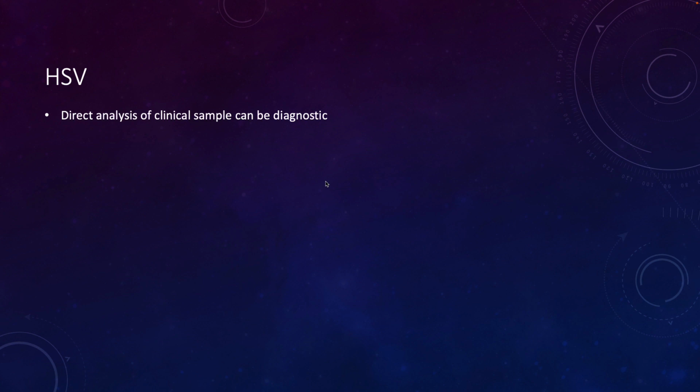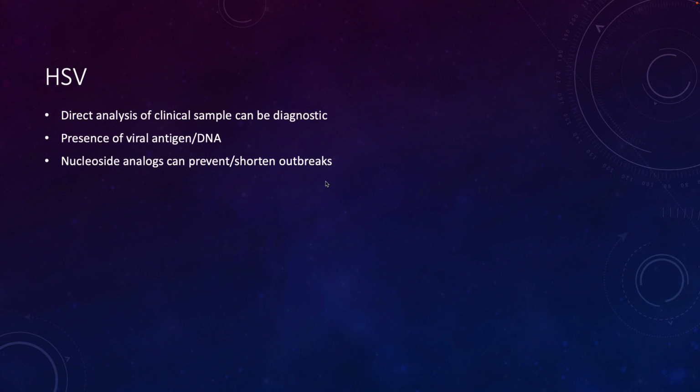Direct analysis of clinical samples can be diagnostic. Of course, you can also test for the presence of viral antigen or viral DNA. And these nucleoside analogs can prevent or shorten outbreaks. So if you've ever been diagnosed with herpes simplex virus, or you diagnose a patient with herpes simplex virus, they're generally going to take a drug like a nucleoside analog to prevent outbreaks from happening. Washing with soap or any other type of disinfectant can disinfect the virus because it is enveloped. And if you are in the healthcare profession, you of course will want to wear some protective apparel.